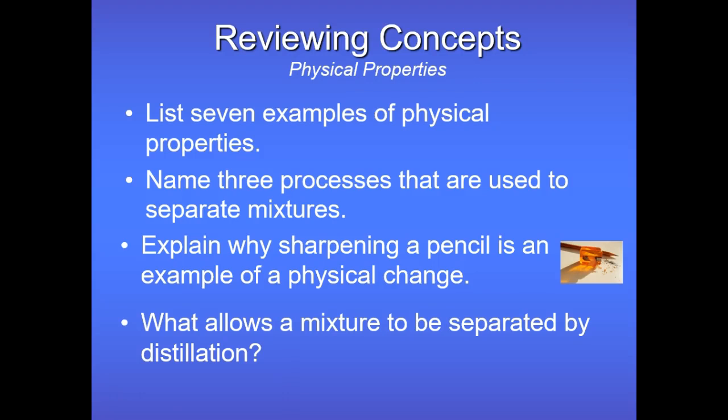All right, I want you to take this last slide and bring these to class. List 7 examples of physical properties. Name 3 processes that are used to separate mixtures. That's the beginning of the slide, not the electrolysis, because electrolysis is a chemical process. Explain why sharpening a pencil is an example of a physical change, and what allows a mixture to be separated by distillation. What has to be done to make it distilled?